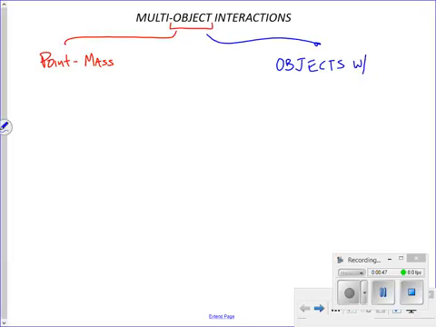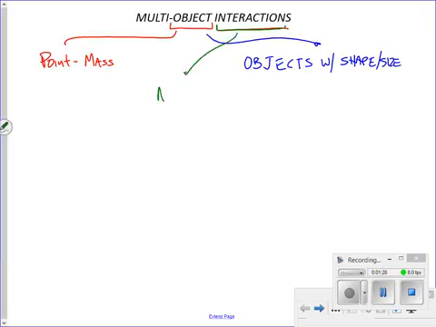objects with shape and size, right? Depending on the context in which you look at these objects, there are some different intricacies that happen, but the same sort of principle can be applied, all right? If we start with the point mass thing, when two objects interact, now, when we say interact, what do we mean? When we say interact, we mean by definition, apply force to each other.